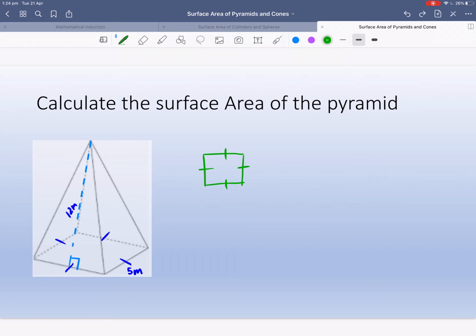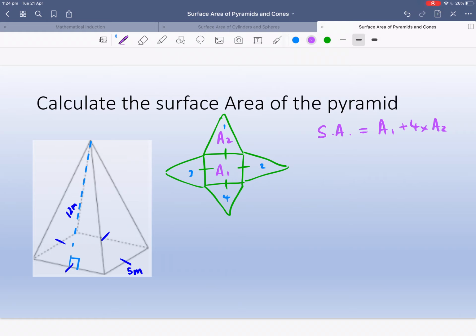So what you have is that you have these triangles. But luckily for us, all of these are the same size, okay? So we just need to find the area of one of them. So I'm actually going to call this area 1, area 2. So the surface area of this one will be area 1 plus how many? There's 1, 2, 3, 4 triangles, plus 4 times area 2. So that's really good. So let's work on area 1 first.